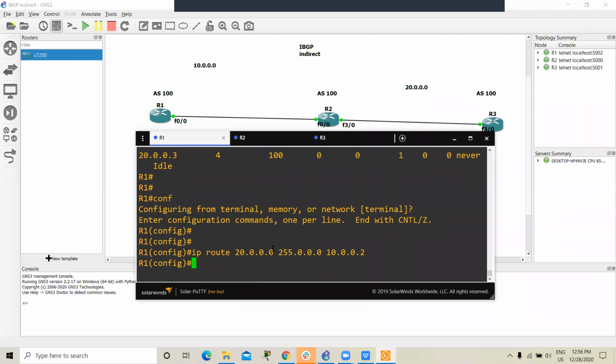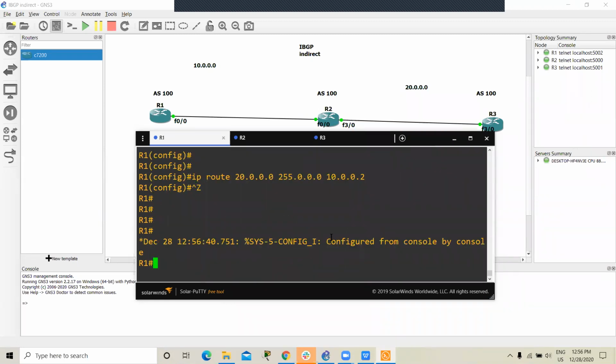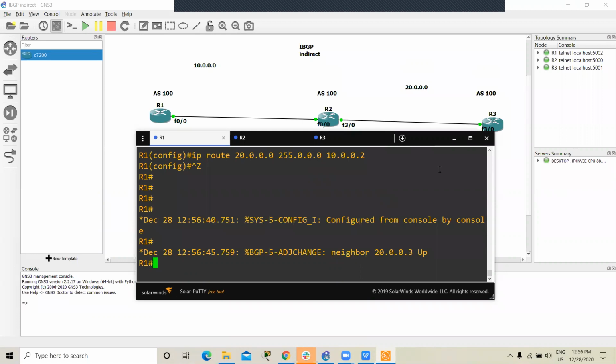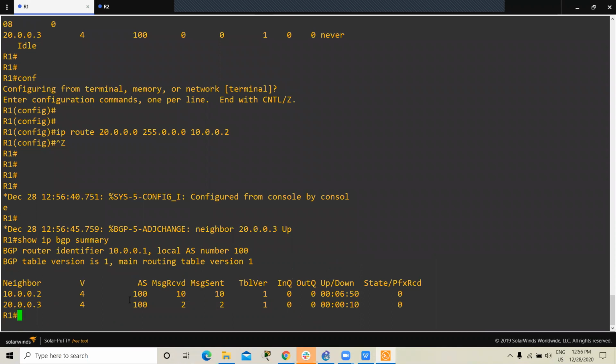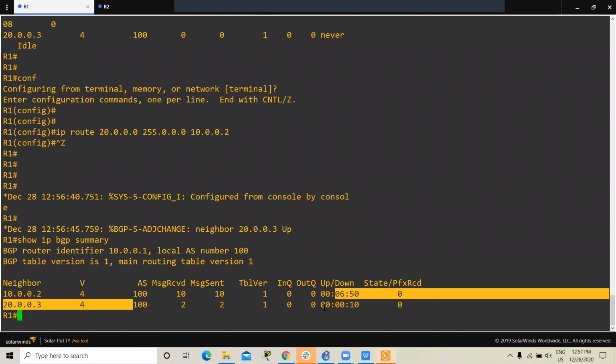Now wait, our neighborship is up. If you want to perform dynamic routing here, EIGRP or OSPF, then you can. See, now our neighborship is up. BGP neighborship is okay.